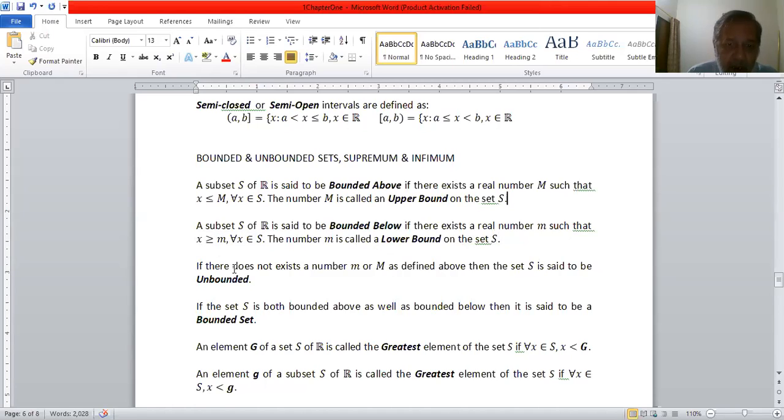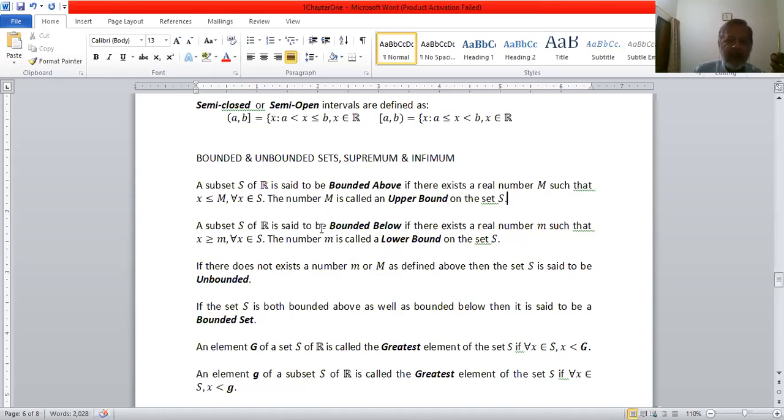ये तुम लोग जब तुमने ये टर्म सुनी है इसका मतलब ये बातें तुम जान चुके हो. And I am just repeating them. If there does not exist number small m or capital M, जैसा कि ऊपर define किए गए हैं, then the set is not bounded and we say that it is unbounded.